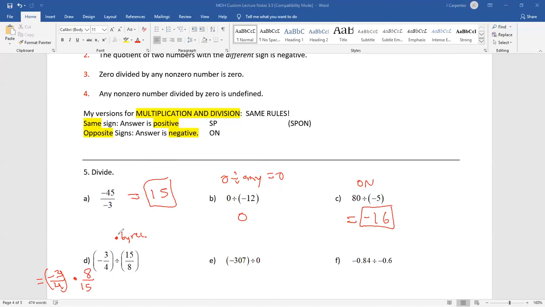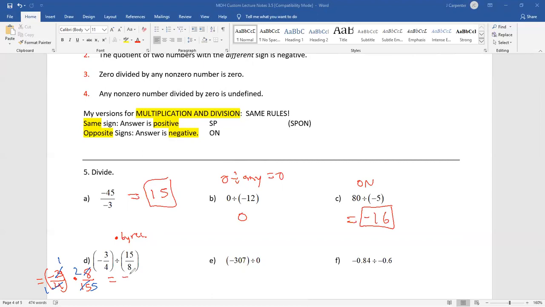Now it's a multiplication. We can do some reduction. Let me pull out a different color. 3 will go into 3 once and into 15 5 times. 4 will go into 4 once and into 8 twice. So that's negative 1 over 1 times 2 over 5.